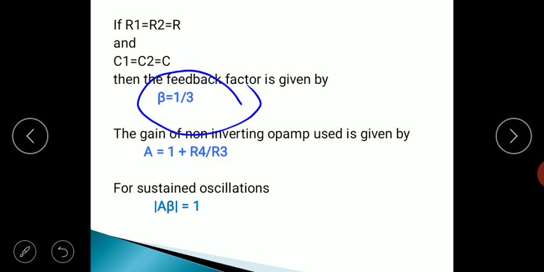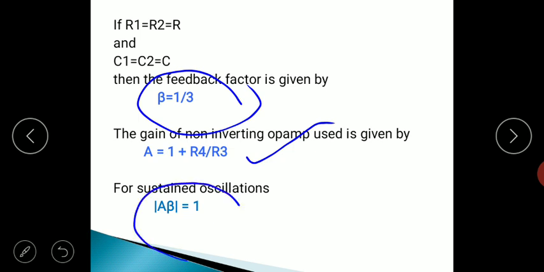Then we have used the op amp here in non-inverting mode. What is the gain of non-inverting mode? 1 plus RF by R1. So here RF is R4, R1 is R3, so don't get confused with this R1. For the non-inverting op amp, the gain will be 1 plus feedback resistance by input resistance. So feedback resistance is R4, input resistance is R3. So the gain A becomes 1 plus R4 by R3.